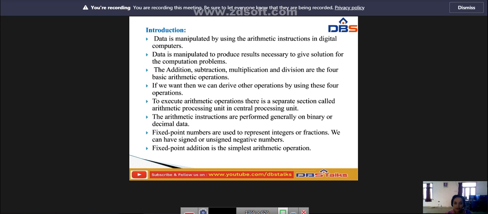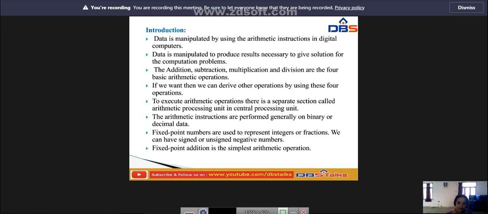The second part is computer arithmetic. Coming to the introduction, data is manipulated by using the arithmetic instructions in digital computers. In our digital computers we have many arithmetic instructions, so we perform on the data whatever the user needs. Whatever data we give, like addition, subtraction, multiplication, division, whatever calculations you want, can be provided by the digital computer, because it has arithmetic instructions.